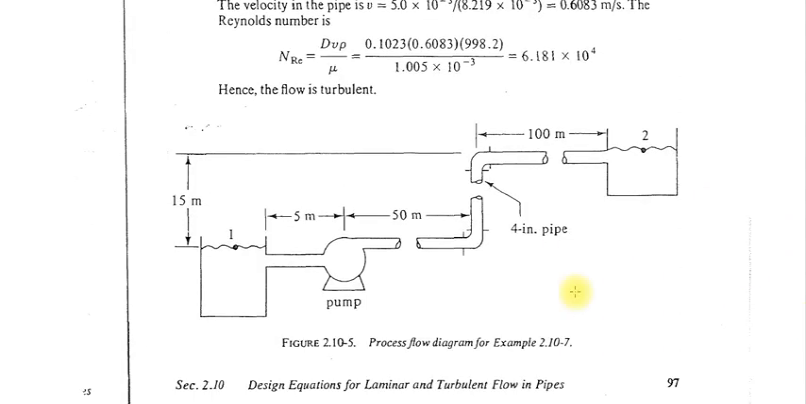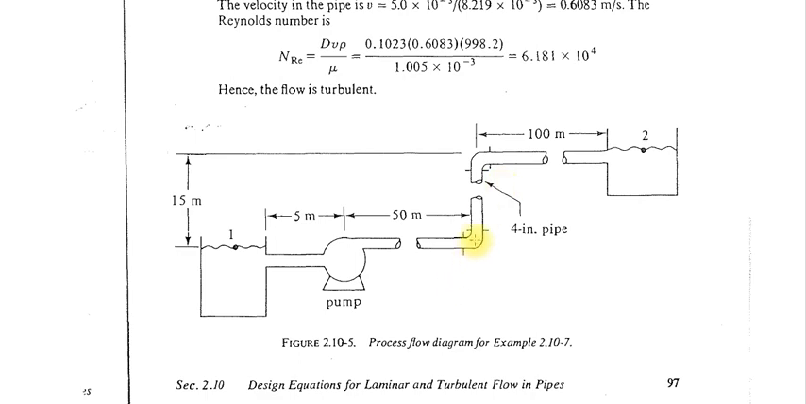In this diagram you can understand that you have tank 1 here and tank 2 here. This is point 1, this is point 2, this is the entry point of the system, this is the exit point of the system, and you want to flow the fluid from this tank to this overhead tank. The height of the overhead tank is 15 meters. So the elevation difference between these two points is 15 meters. This is the pipe, a 4-inch pipe, which is used to flow the fluid. The length of the pipe is 5 meters plus 50 meters plus 15 meters plus 100 meters.